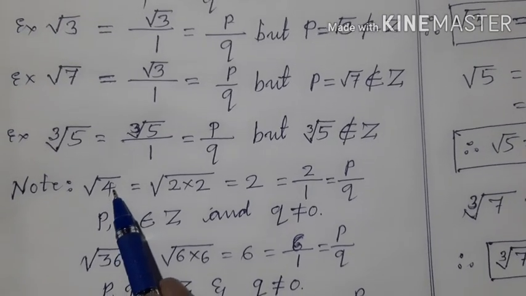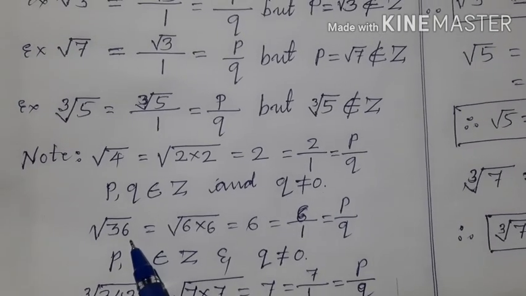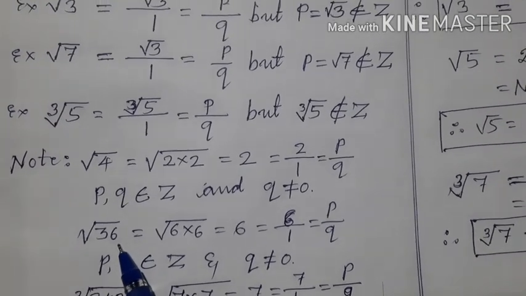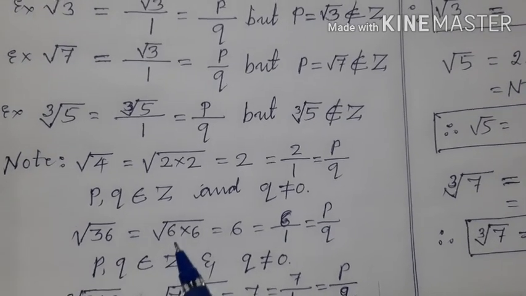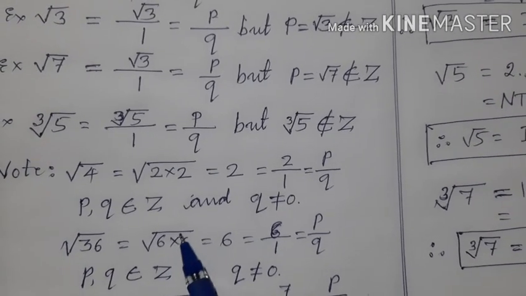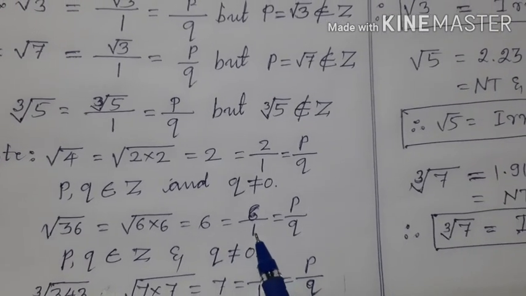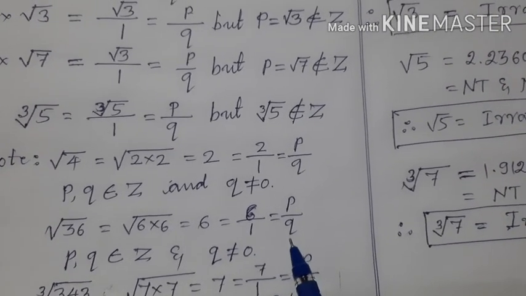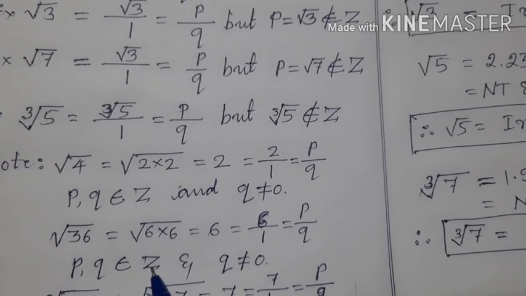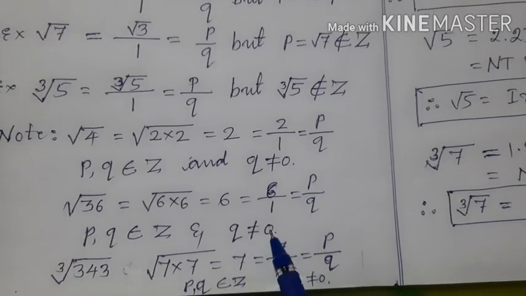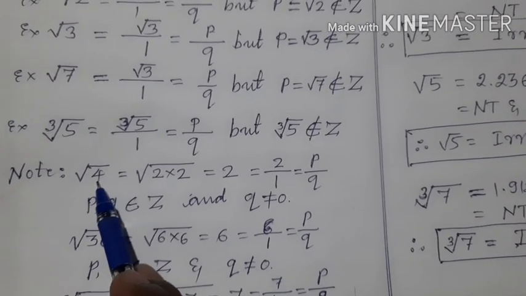It is a rational number. Similarly, square root of 36 is not an irrational number. It is rational because square root of 36 is equal to root of 6 into 6, and square root of 6 into 6 is 6, and 6 is equal to 6 by 1, which is written in the form of p by q, where p and q belong to Z and q is not equal to 0. Here, under the square root mark, the number 4 is a perfect square.